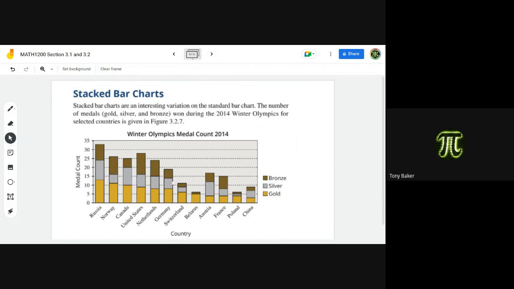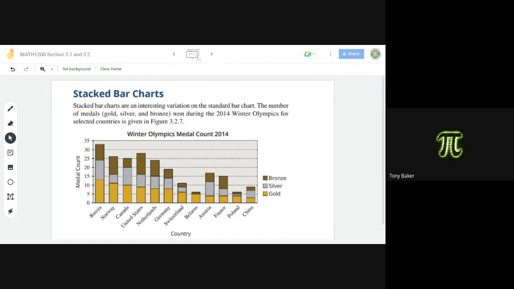It's really hard to determine who got the most silver medals because it's not ordered that way. You can quickly look and tell who got the most gold medals. The other ones would be harder to do. All right. So when you're creating a stacked bar graph, you want to put the most important data at the bottom and then stack the other information on top of that.